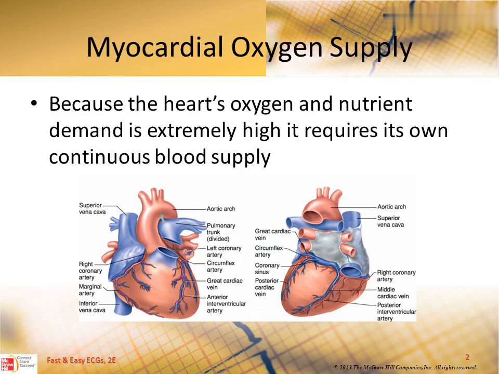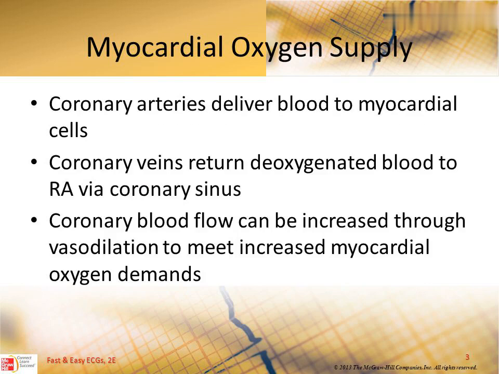Myocardial oxygen supply. Because the heart's oxygen and nutrient demand is extremely high, it requires its own continuous blood supply. Coronary arteries deliver blood to myocardial cells. Coronary veins return the deoxygenated blood to the RA via the coronary sinus. Coronary blood flow can be increased through vasodilation to meet increased myocardial oxygen demands.